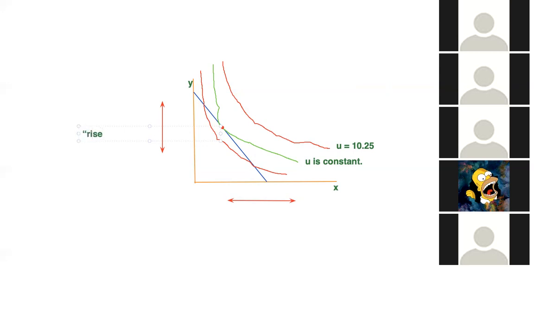So rise is measured by how much things change. So dy is just the change in y. And run is measured by the change in x. Okay. So you probably have to go back and maybe do a little bit of algebra review if this is still a little bit mysterious.